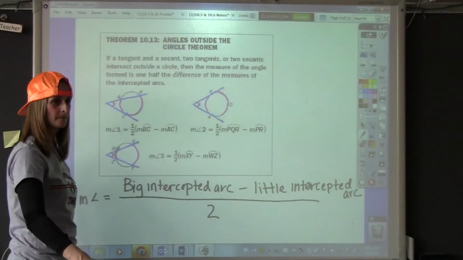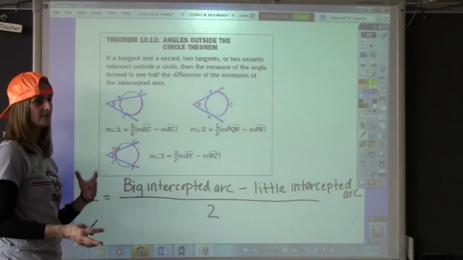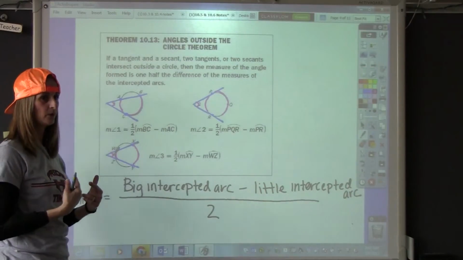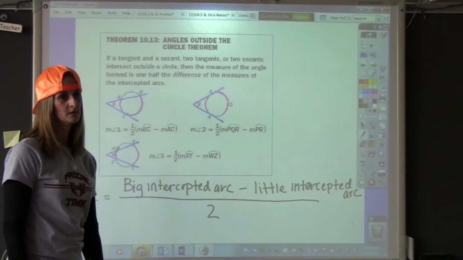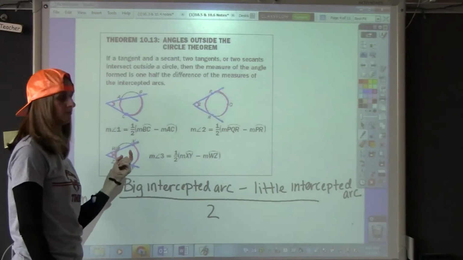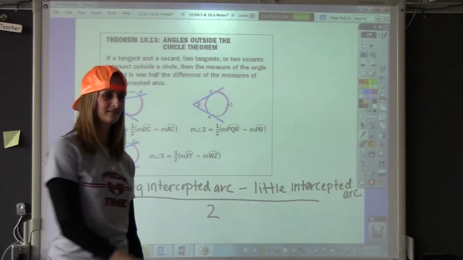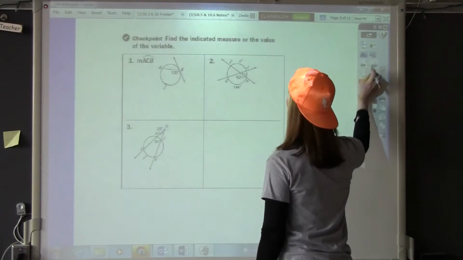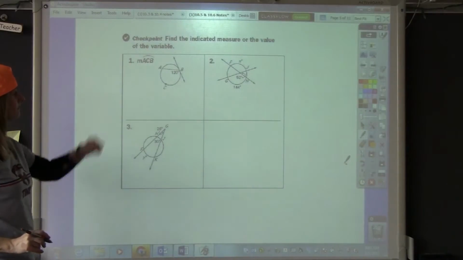Question? How do you know how big the arc is? There's no information on this one. In an example, they'll give you numbers, and they'll tell you what your unknown is. Sometimes your unknown will be the measure of the angle. Sometimes your unknown will be one of the arcs. But as long as you only have one unknown, then you can find it.